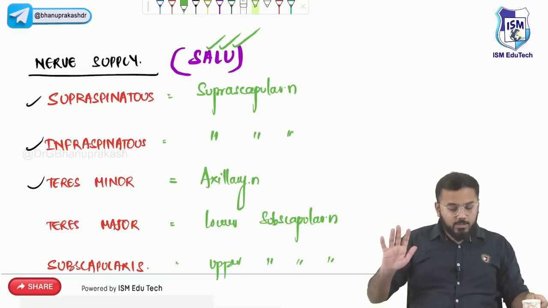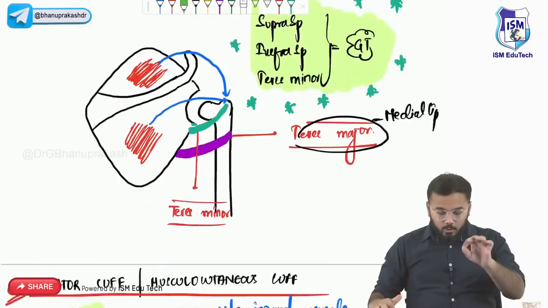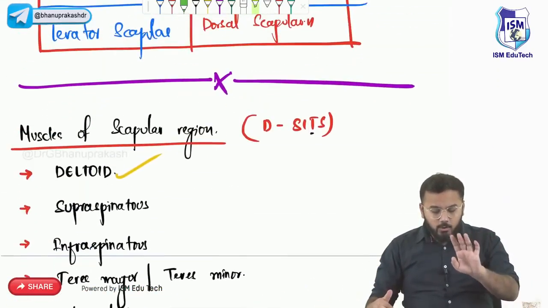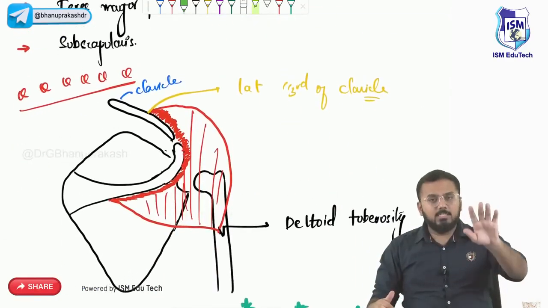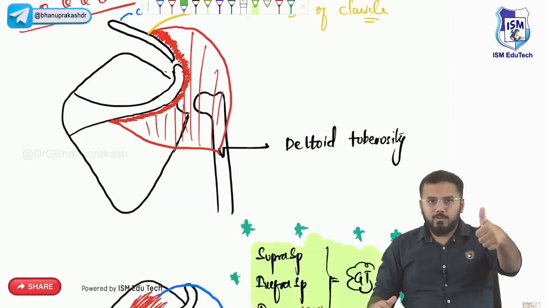So have you all understood, guys? Now I'm going on to the clinical part. So in rotator cuff muscles, we are about to finish this session, don't worry. In rotator cuff muscles, what are the things we have discussed? Muscles ka naam, name of the muscles, done, first thing.